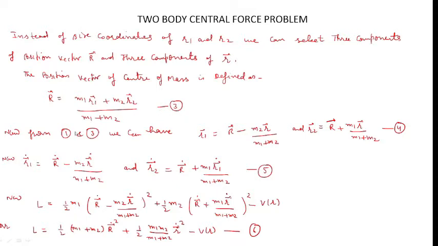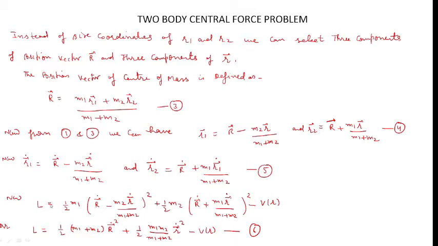Now if we see equation number 1 and equation number 3, then we can have vector r1 as vector capital R minus m2 small r upon m1 plus m2, and vector r2 is equal to vector capital R plus m1 small r vector upon m1 plus m2. Let us say it is equation number 4. Now here we can find the velocity terms for r1 and r2 vectors. r1 dot will be equal to R dot minus m2 r dot upon m1 plus m2, and r2 dot will be equal to R dot plus m1 r dot upon m1 plus m2. Let us say it is equation number 5.